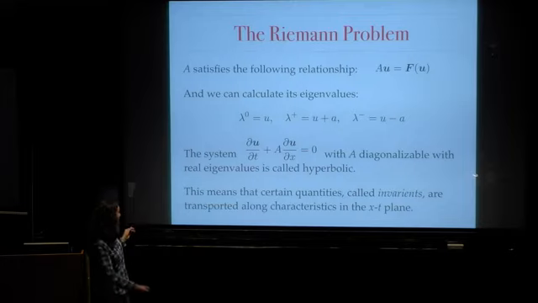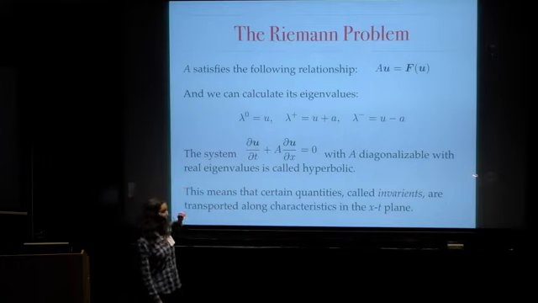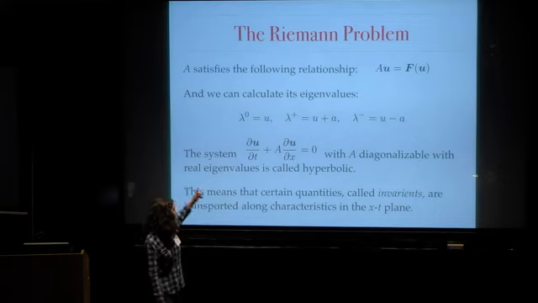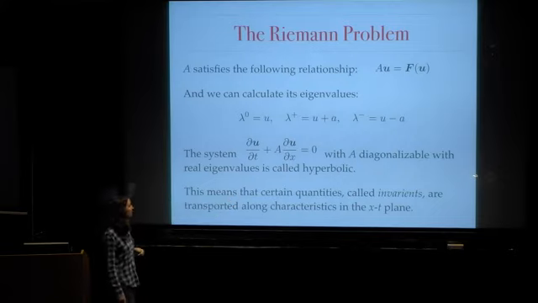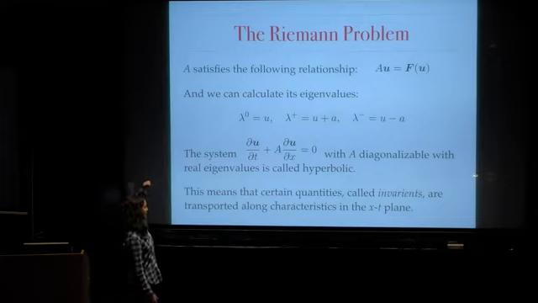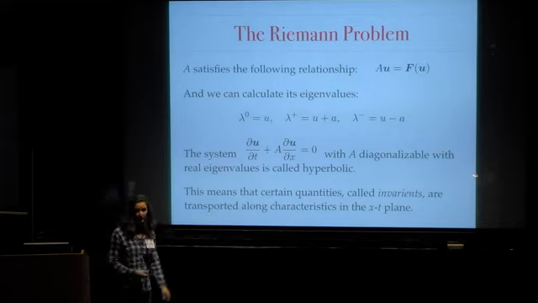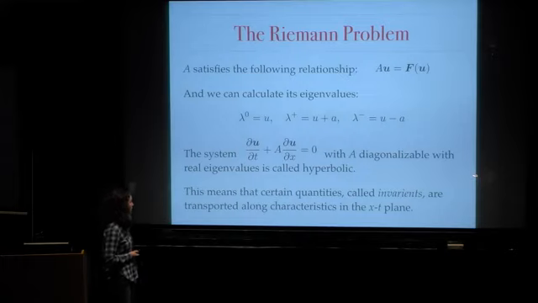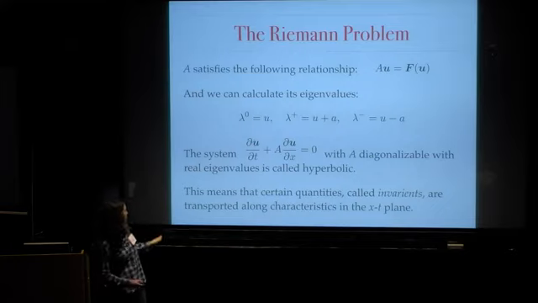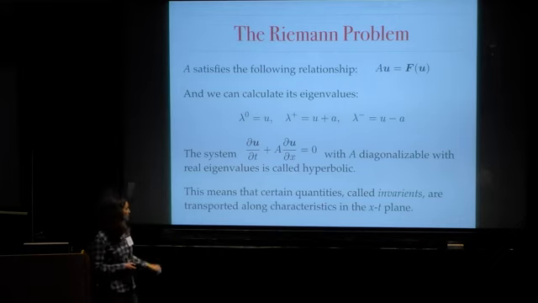It turns out that those eigenvalues are: lambda naught is equal to U, the flow speed; lambda plus is equal to U plus A, the flow speed plus the sound speed; and lambda minus is equal to U minus A, the flow speed minus the sound speed. And so it's actually this property, that A is diagonalizable with real eigenvalues, that makes us refer to this system as a hyperbolic system of equations. What that means is that certain quantities, which are called invariants, are going to be transported along characteristics in this plane. Okay.